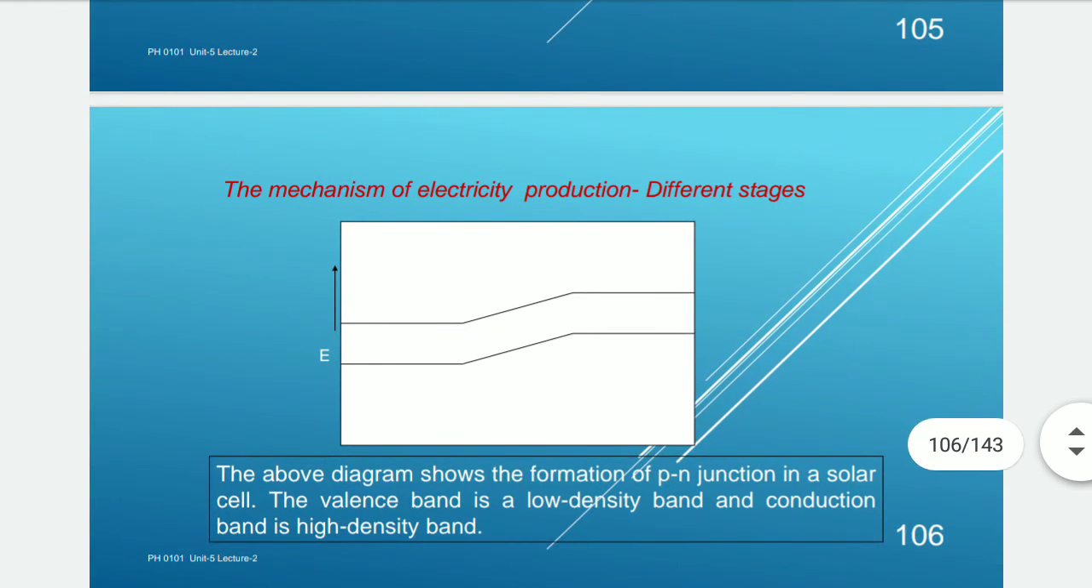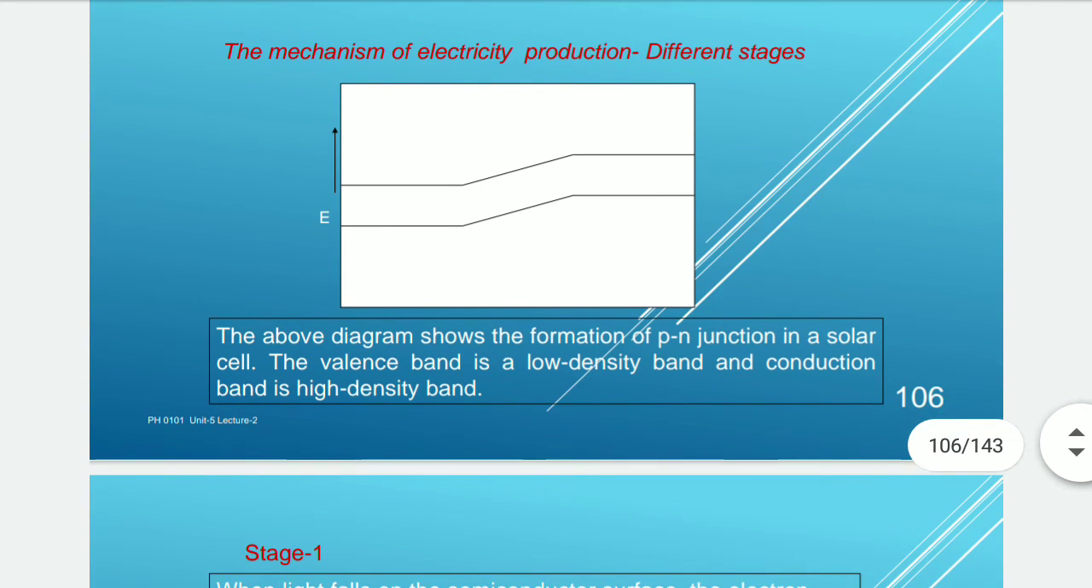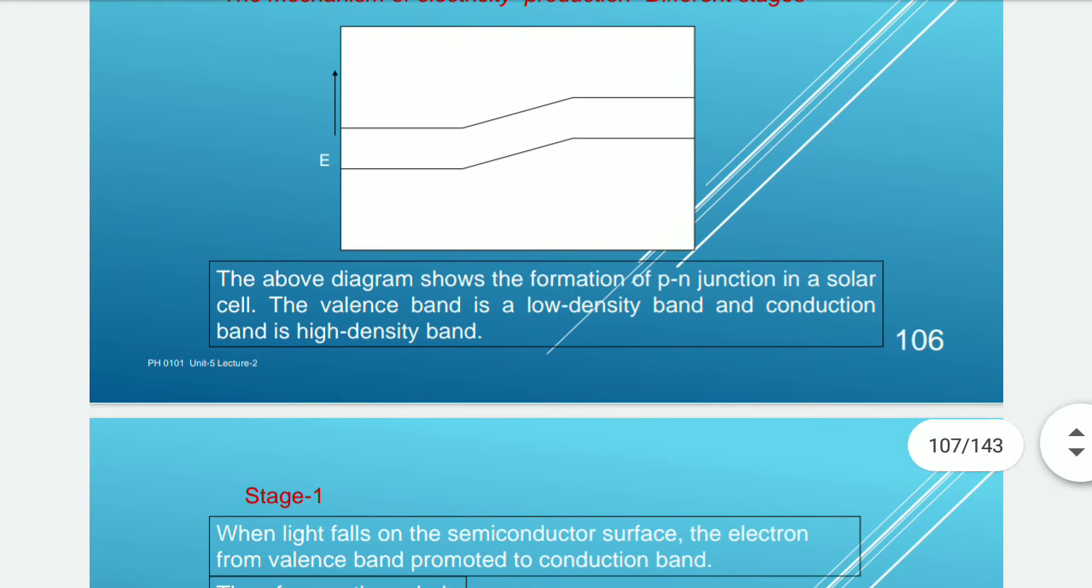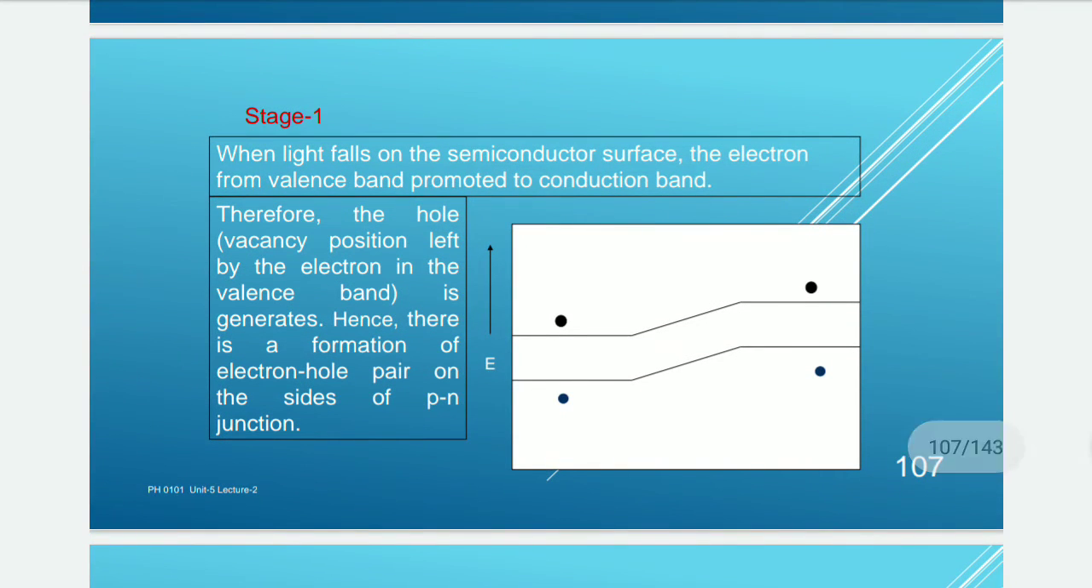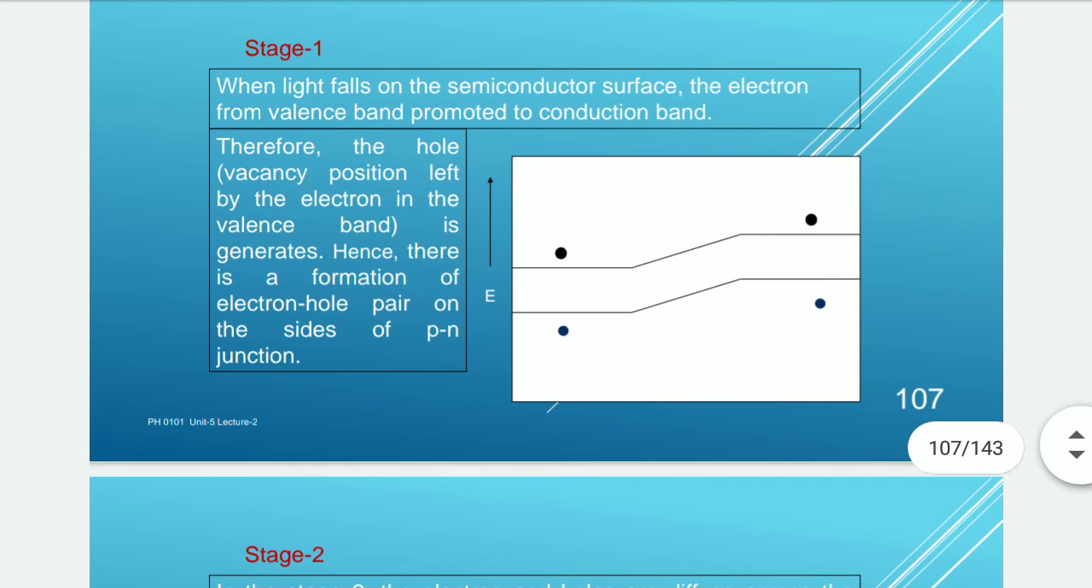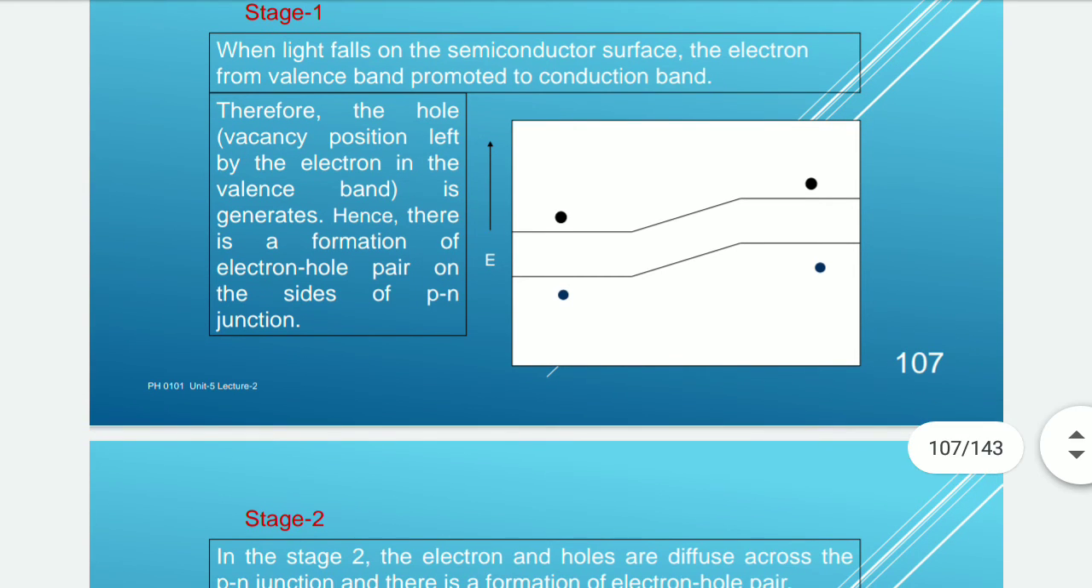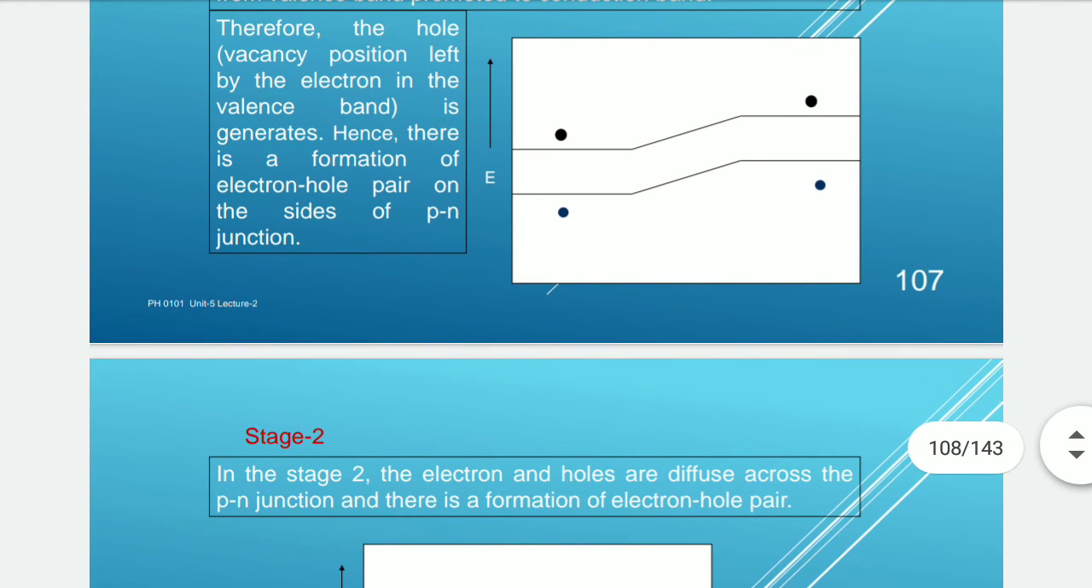The mechanism of electricity production: different stages. The above diagram shows the formation of a p-n junction in a solar cell. The valence band is a low energy band and the conduction band is a high energy band. Stage one: when light falls on the semiconductor surface, the electron from the valence band is promoted to the conduction band. Therefore, a vacancy is left by the electron in the valence band. Hence, there is a formation of electron-hole pairs on the sides of the p-n junction.